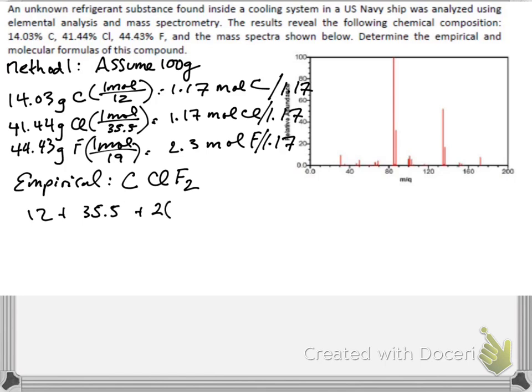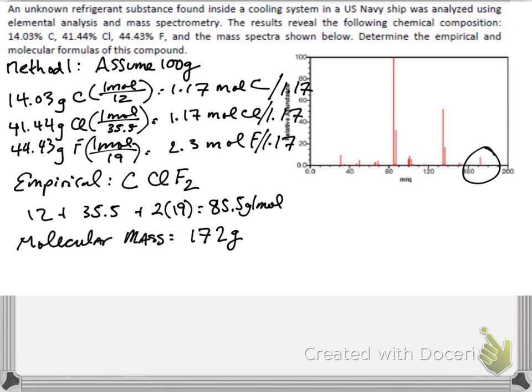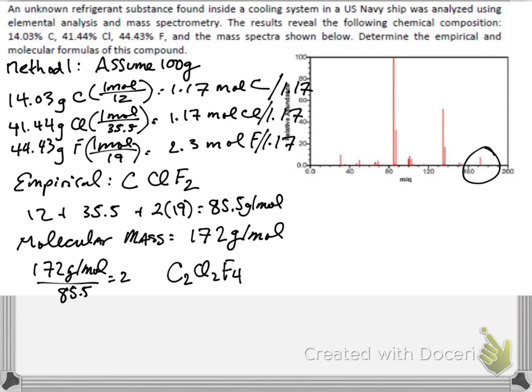The empirical mass of this substance is going to be 85.5 grams per mole. And then we ask ourselves, is this the molecular mass? And when we look at the circle, the answer is no, it is not 85.5, but it looks like twice that, 170. So if it is 170, then we have to divide by 85.5, and we see we need 2 empirical units per molecule to get the entire molecule mass. So if we take 2 and multiply it by each of the coefficients, we get C2, Cl2, F4.